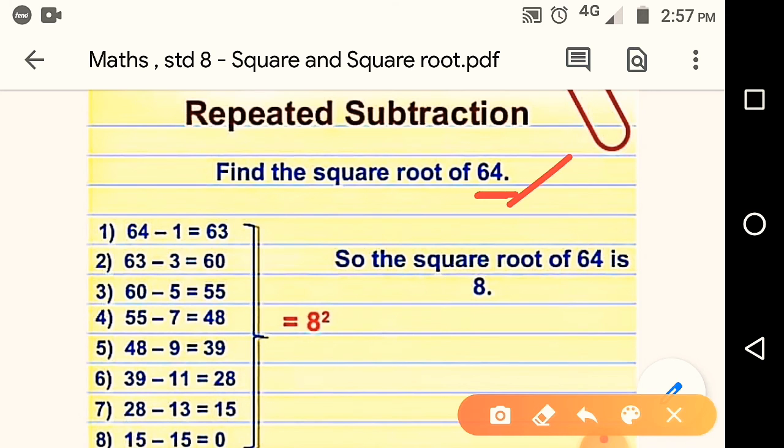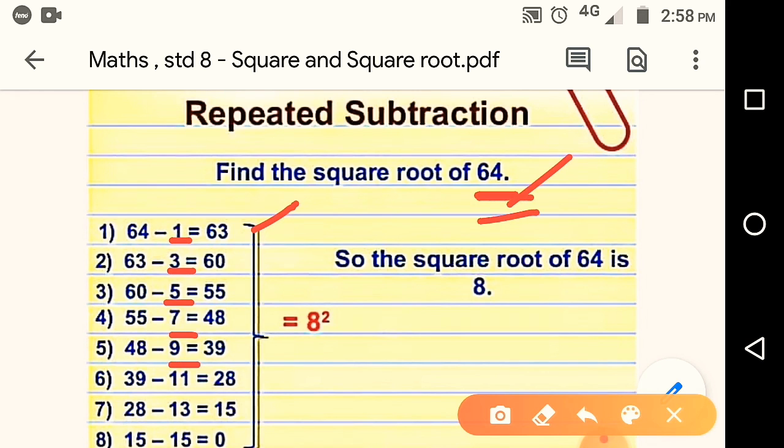So first I will take 64 minus 1, then whatever answer I will get, from that I will minus the next odd number. तो answer 63 आया, so next odd number after 1, next odd number is 3, then next is 5, then next is 7, then next is 9. So this way, in a sequence, consecutive odd number, you have to go on subtracting. So 64 is the question.